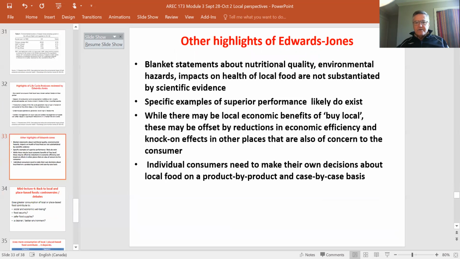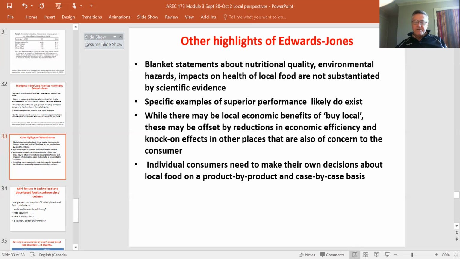Okay. Another set of statements: Edward Jones also looked at some of these other dimensions that I mentioned in my very first slide in mini lecture 1. Anything that's stated as an overall statement about nutrition quality, about superior nutrition quality of local food, cannot be substantiated in general. The environmental hazards of local food being less can't be supported in general. And that local food is healthier cannot be supported in general by the evidence.